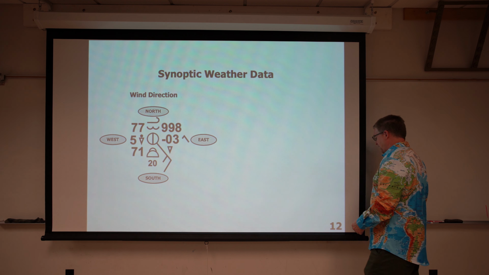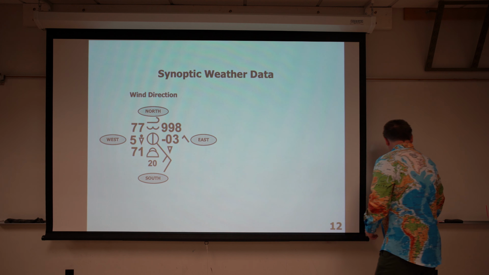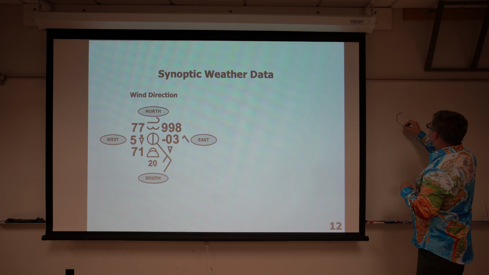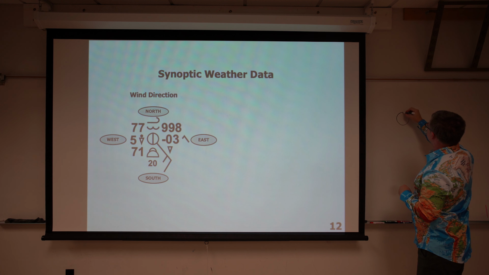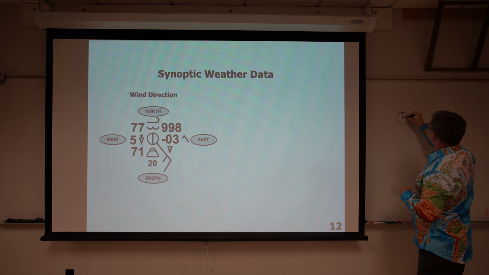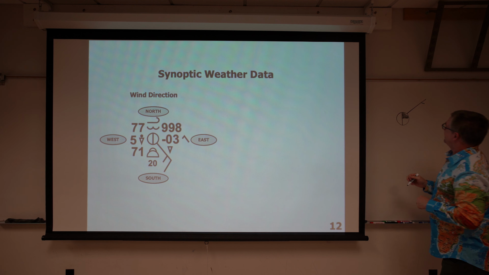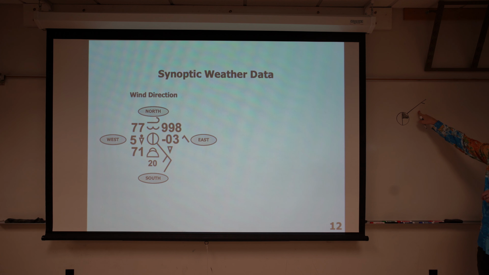Now, just to clarify with this, if I had something that looked like this, this would be a wind that is a northeast wind at 5 knots with 3/8 cloud cover. That's what that symbol would tell me.